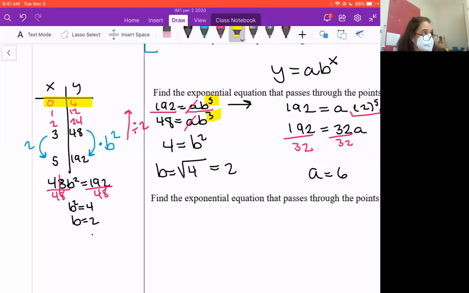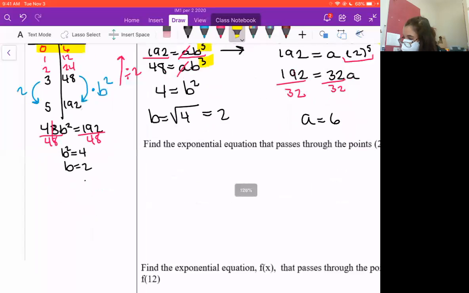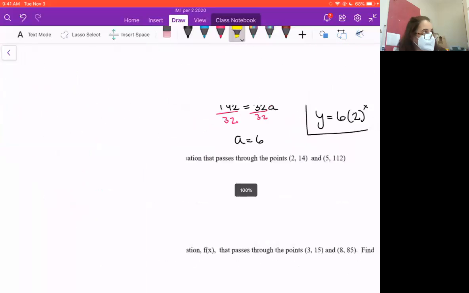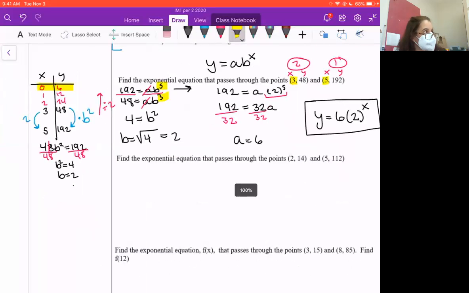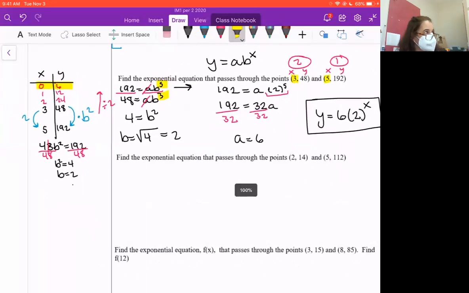Okay, so if you like the table method, do it that way. It makes no difference. Either way, you are understanding exactly how an exponential equation works.